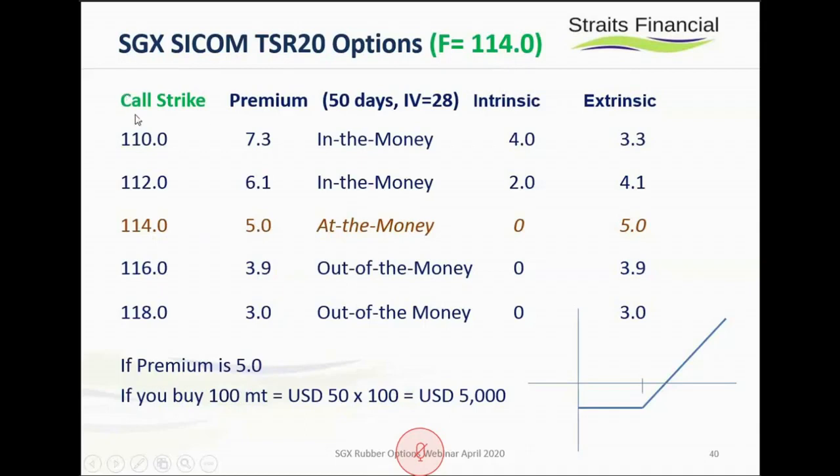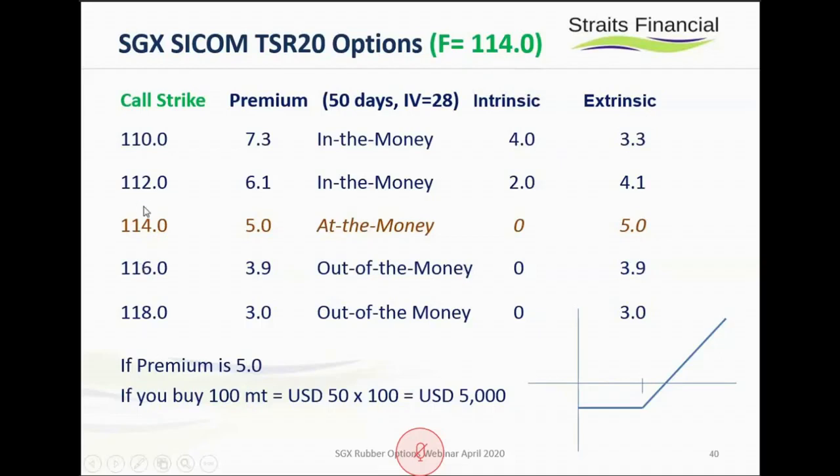If you buy a call option, this is a call option, all right? But you say that the call option is very expensive, $5,000. I want to pay a lower premium. So you can choose an option that is out of the money. Out of the money means the strike price is higher than the futures price for a call option. So let's say if you choose 118, then you pay only 3.0, which is $3,000 for every 100 metric tons. And the out of the money option does not have an intrinsic value. This 3.0 is what we call the time value or the extrinsic value.